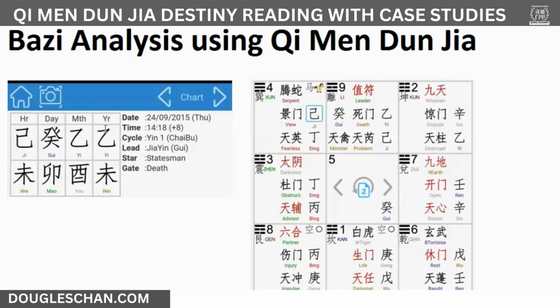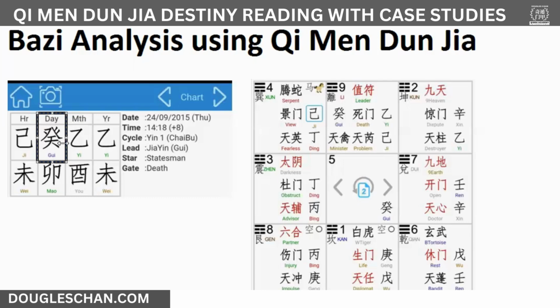Over here, what we need to do is find out where this person's personal symbol is. This is the day itself. We call it the day stamp, meaning that this day is the personal symbol of the person who is born in 2015, September 24th, 1400 hours. This symbol is pronounced as Kui.